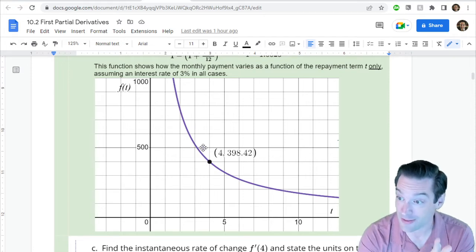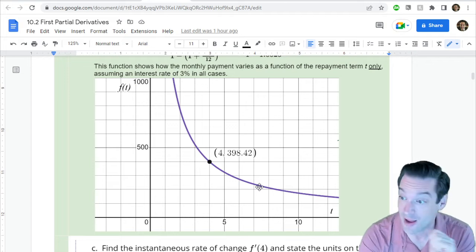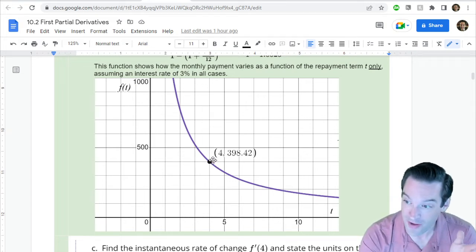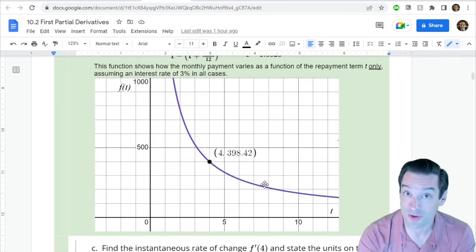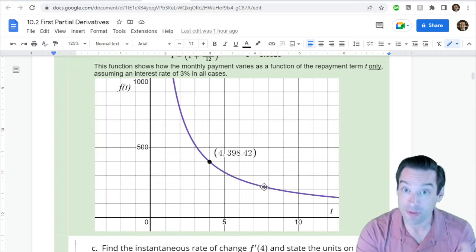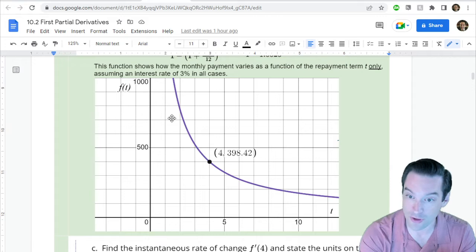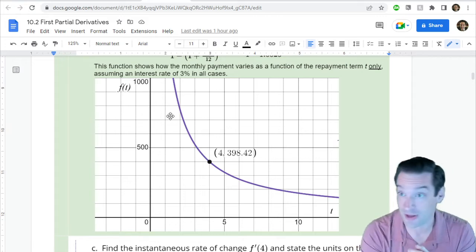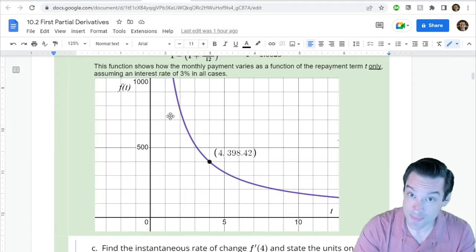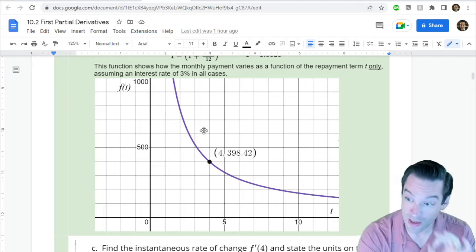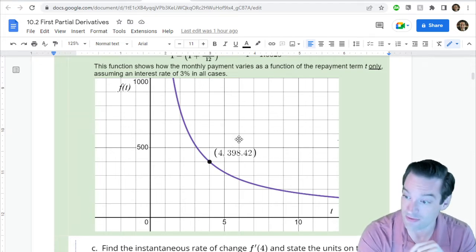So my length of term, my repayment, is allowed to vary, but my interest rate is not. And so naturally, if I want to take a longer payment term to pay back my car loan, then my monthly payment, how much I have to pay each month, is going to go down. Whereas if I want to pay off the loan more quickly, then my monthly payment is going to have to go up. And so this shows just that dependence without letting the interest rate change and only letting the length of term, only letting t vary.